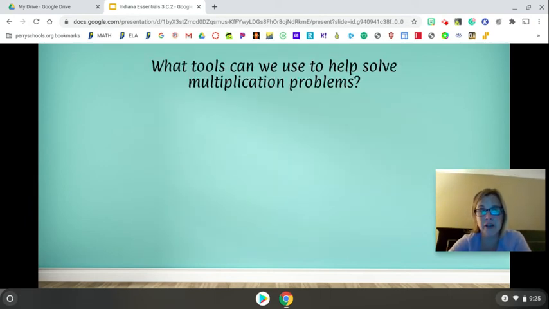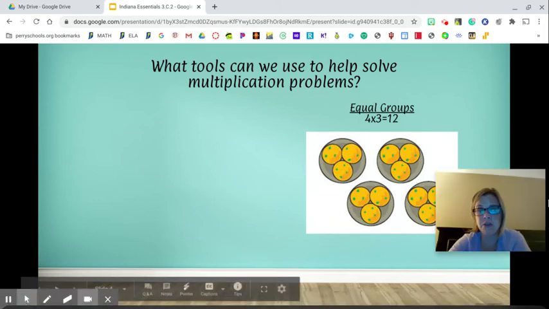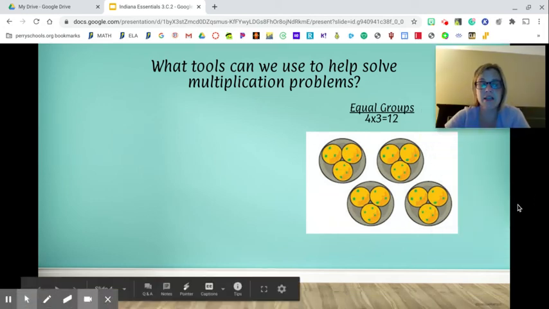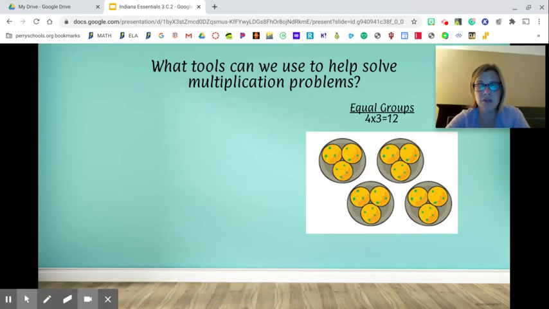So like I said earlier, we can use a couple different strategies to solve multiplication. One thing that we can do and that we've been doing quite a bit when we are working on our number stories is to use equal groups. So if I'm trying to figure out 4 times 3, I can make 4 groups with 3 in each group. So my picture has 4 bowls, and each bowl has 3 balls in them.